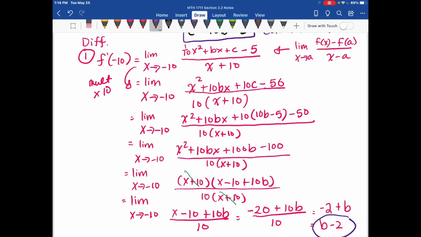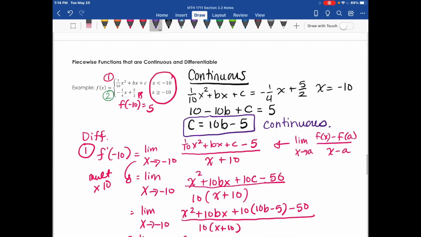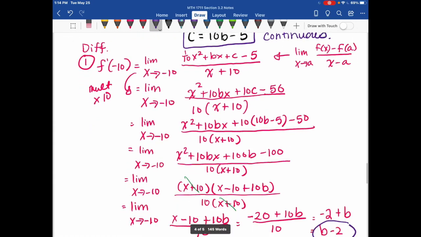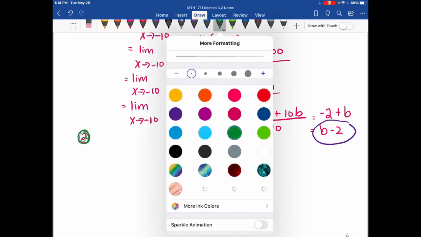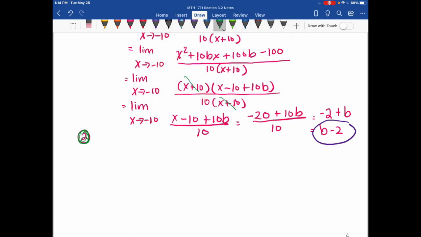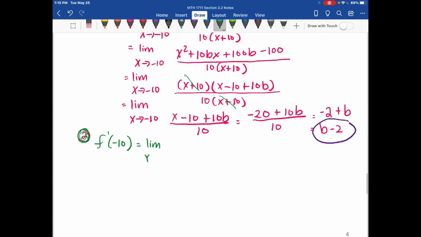All we did was show what the derivative was coming from the left because we did the first piece. Now we want to show the derivative for the second piece, and we want to make sure that those two derivatives are the same and they line up. So for the second piece, actually I made this piece green. I want to show that the derivative at negative 10 for the second piece is the same.